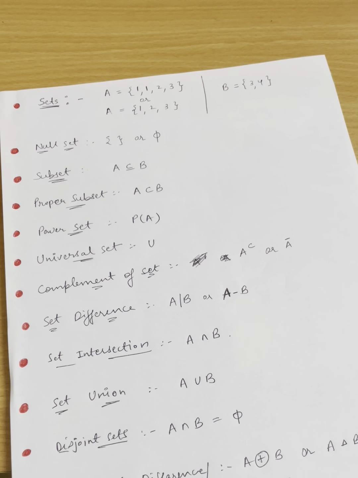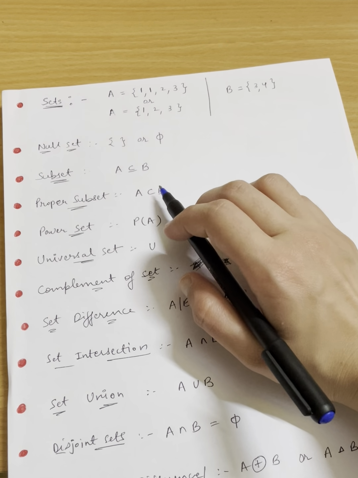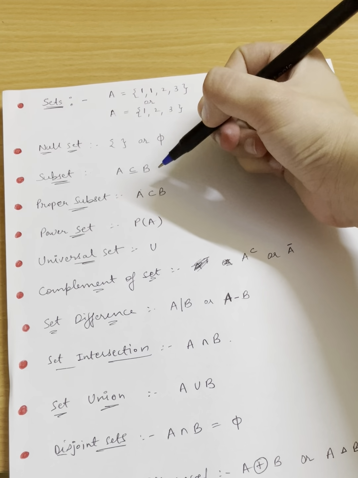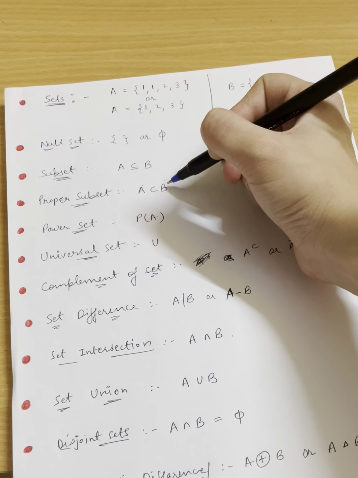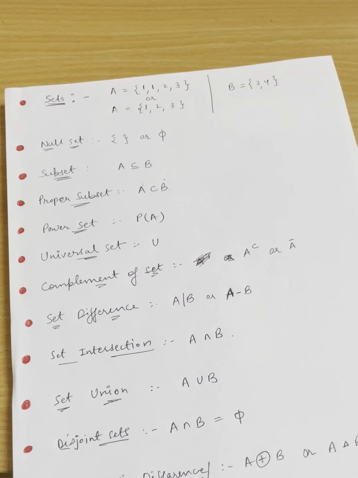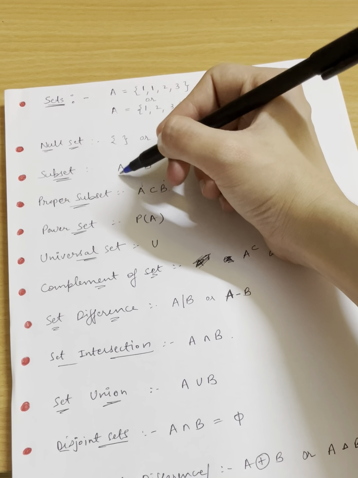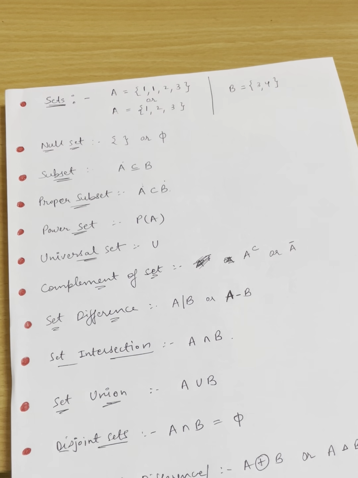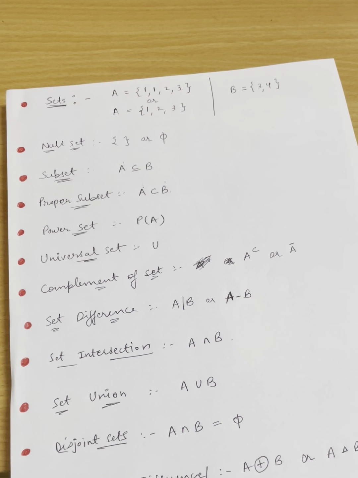For a proper subset, if these two sets A and B are present, then all the elements of A are present in B, but there are some elements in B which are not present in A. And what is a subset? All the elements of A are present in B, or it might be possible that both sets are equal. So that is the definition of subset and proper subset.